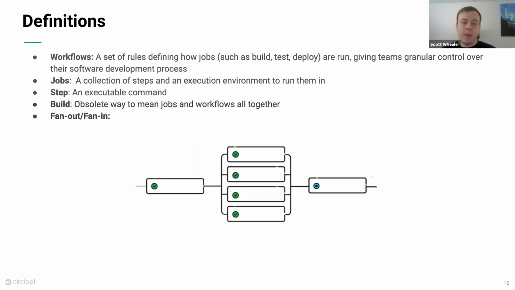A build is an obsolete way to mean jobs and workflows altogether. Fan out, fan in enables you to run multiple jobs in parallel for efficient version testing, and fan in to quickly deploy to multiple platforms.